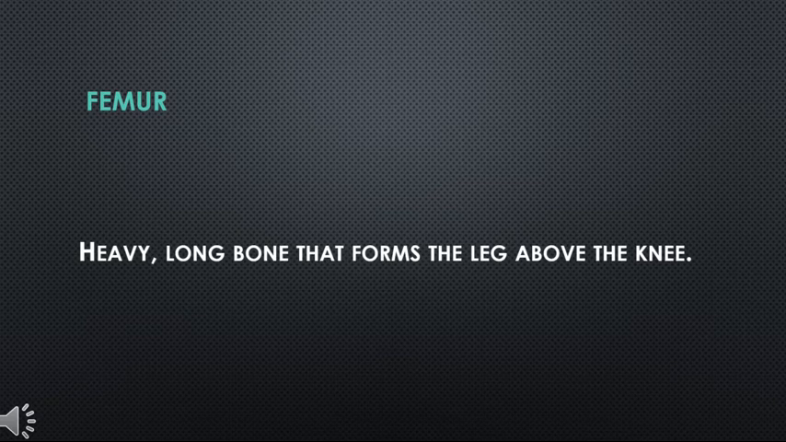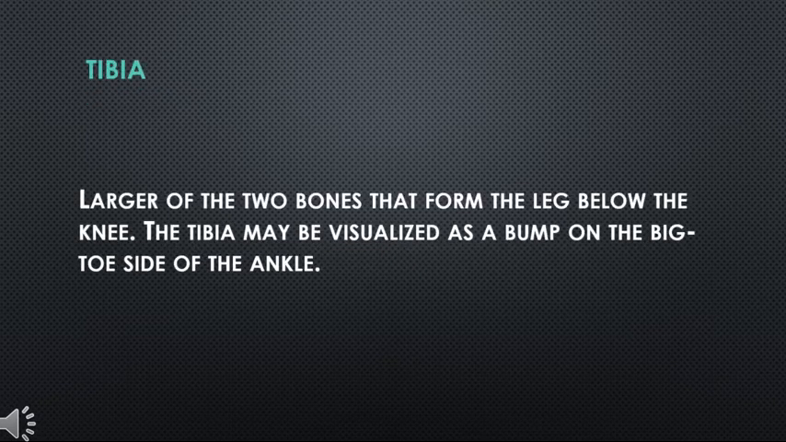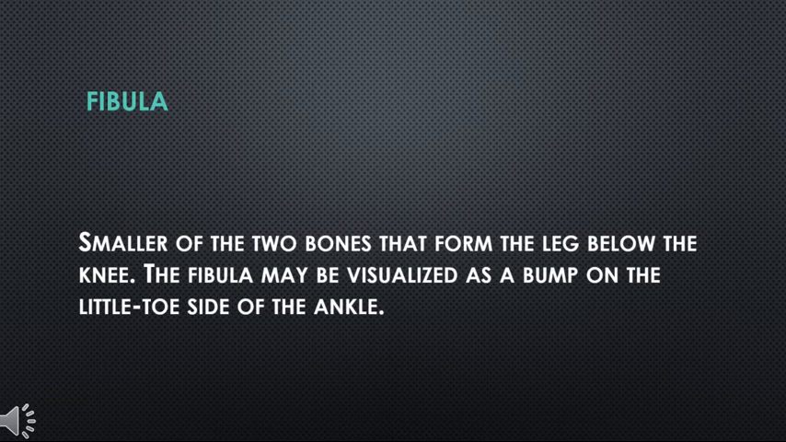Femur. Heavy, long bone that forms the leg above the knee. Tibia. Larger of the 2 bones that form the leg below the knee. The tibia may be visualized as a bump on the big toe side of the ankle. Fibula. Smaller of the 2 bones that form the leg below the knee. The fibula may be visualized as a bump on the little toe side of the ankle.